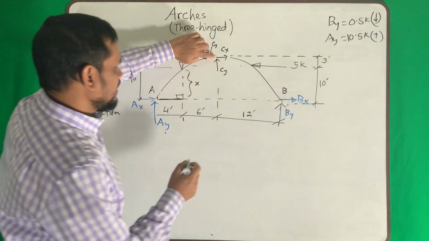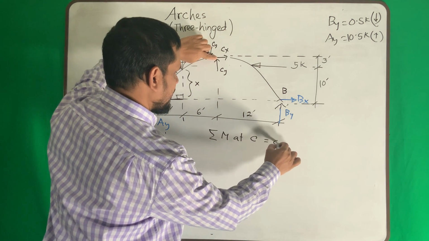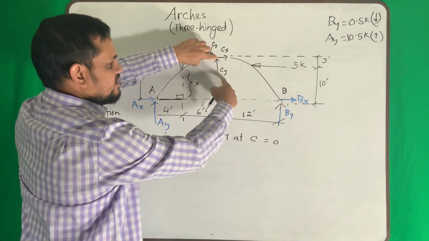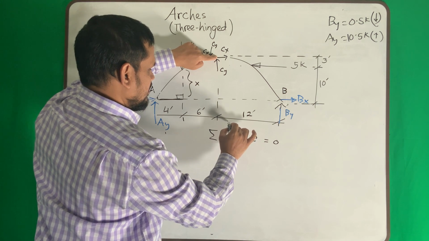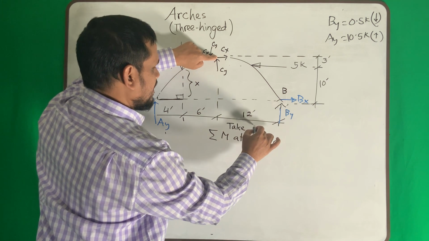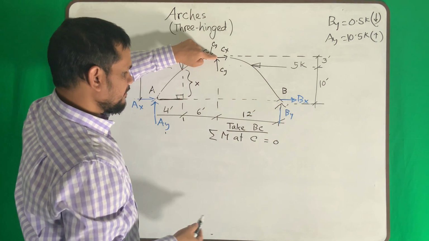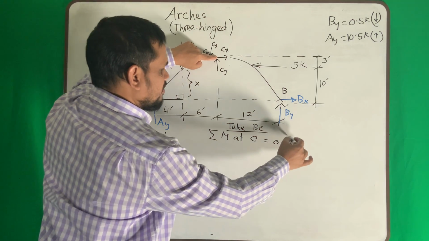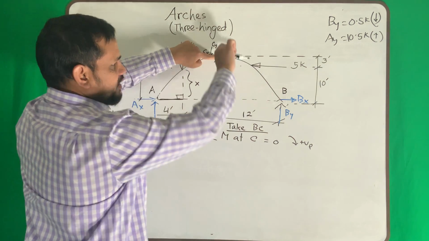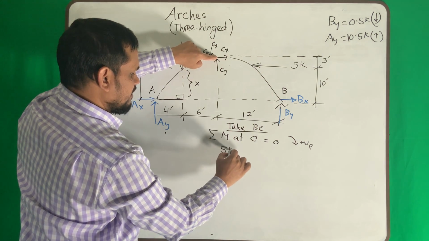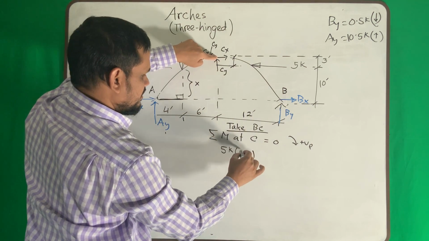Then I will apply summation of moment at C is 0. I'm taking moment here, then Cx, Cy will vanish. First take BC. Take BC means I'm taking this portion, just to let you know. If I take moment here, say consider clockwise moment positive, my first force is 5, it will give me clockwise moment. So 5 kip, what is my distance? Distance will be this perpendicular distance, so 3 feet.